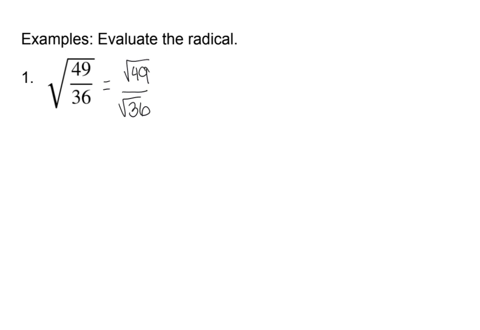The square root of 49 is 7, because 7 squared is 49. And the square root of 36 is 6, because 6 squared is 36. So the square root of 49 over 36 is the same as 7 over 6.